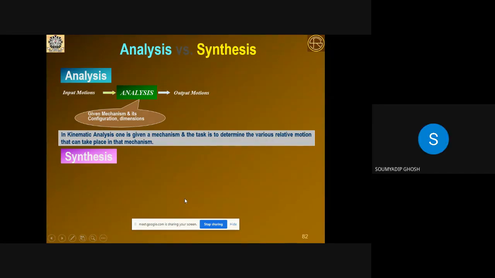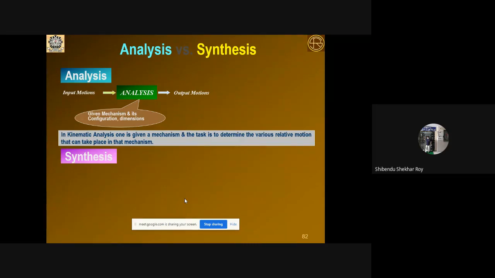Your friend mentioned, sir, can we use a slider crank mechanism? This is one option. It is another possibility to use a slider crank mechanism. So already your friends have mentioned four.